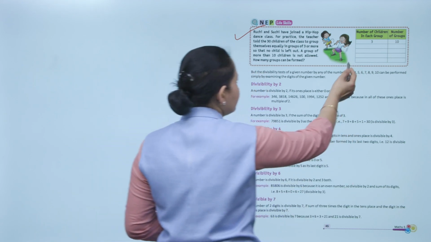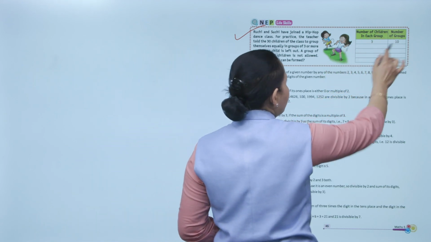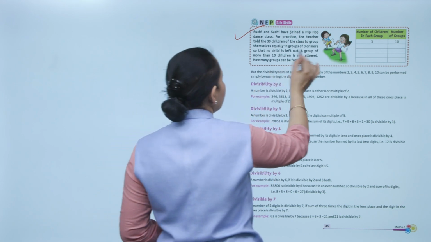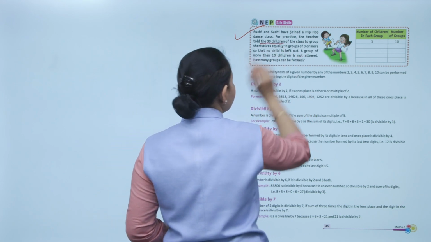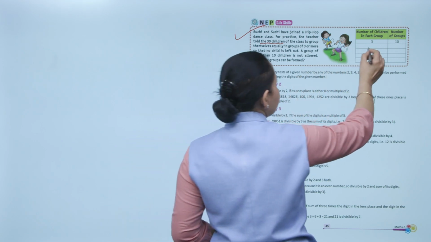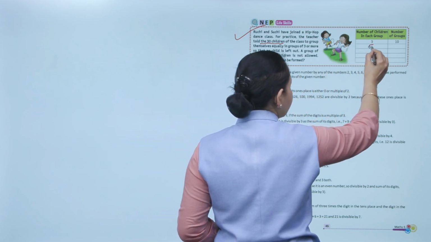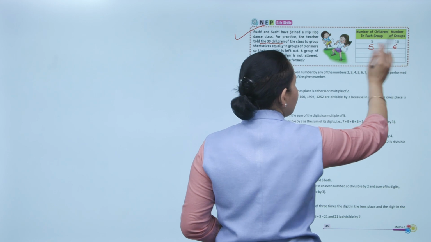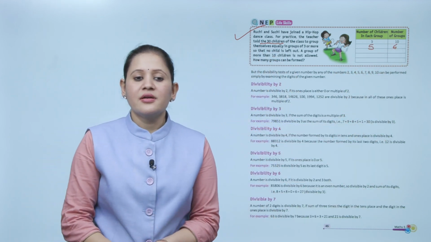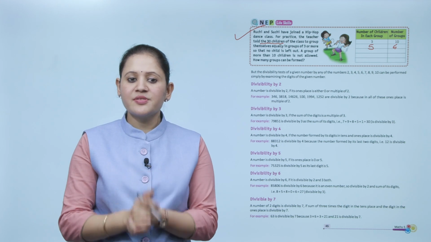Number of children in each group times number of groups, because total number of children is 30. So if the number of children in each group is 5, the number of groups will be 6. Like this you can make different combinations. Clear? Now back to divisibility rule.